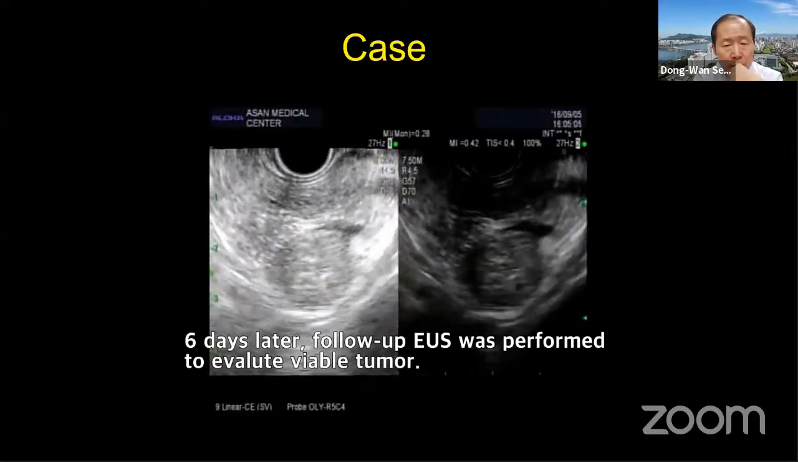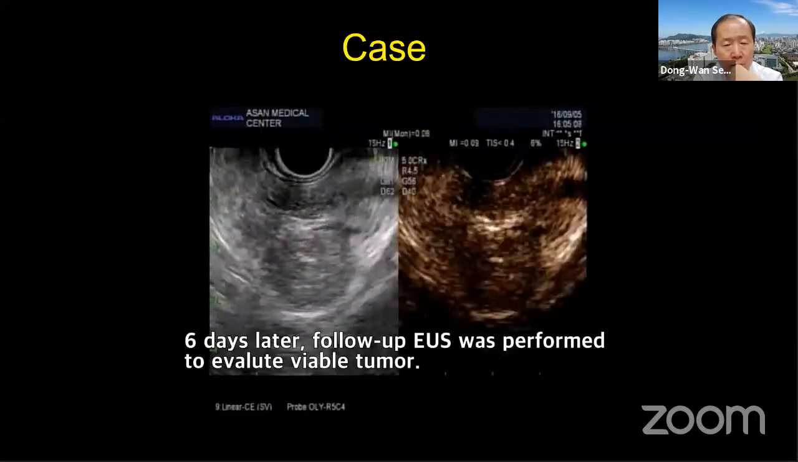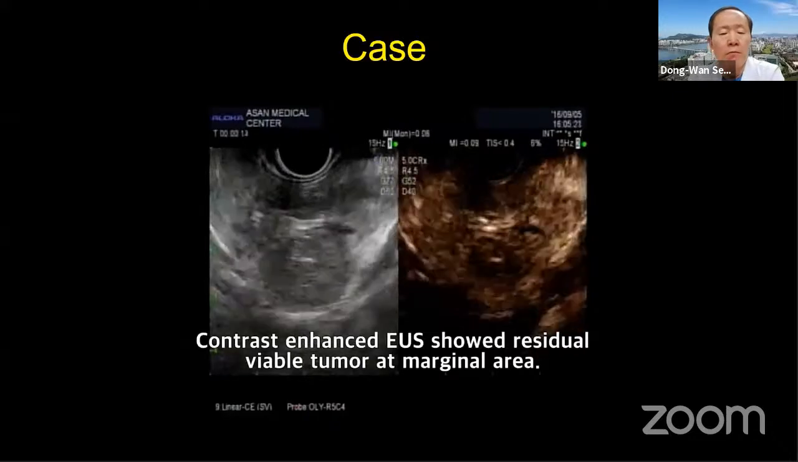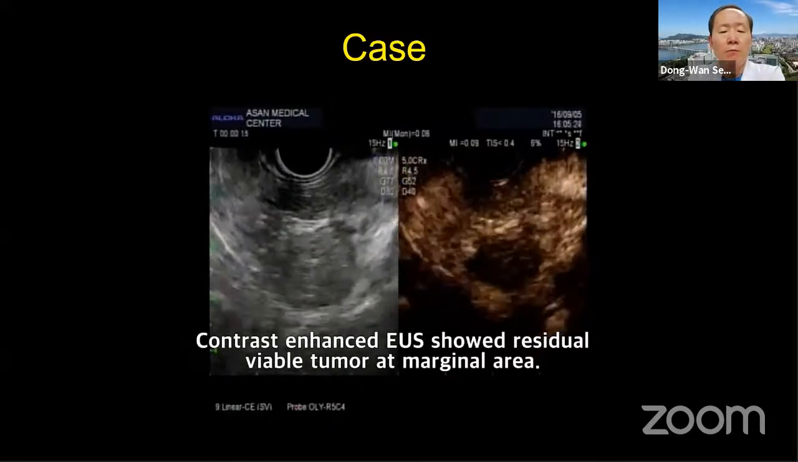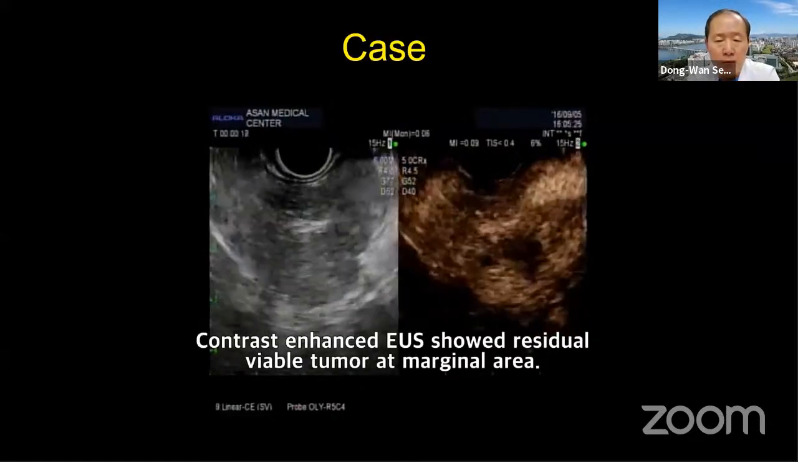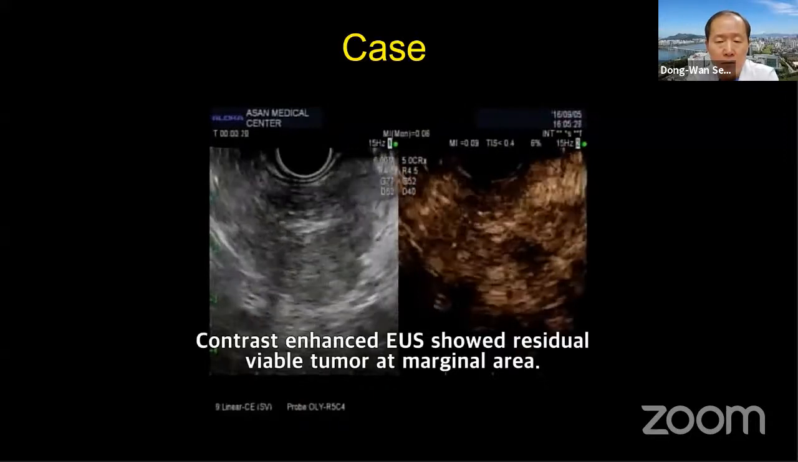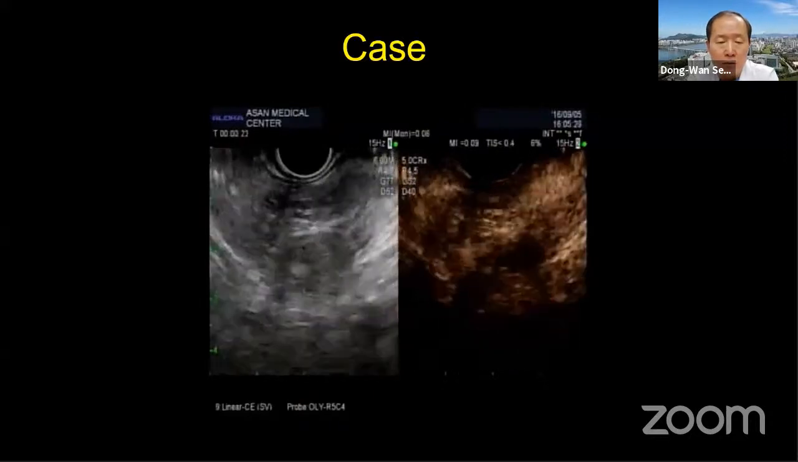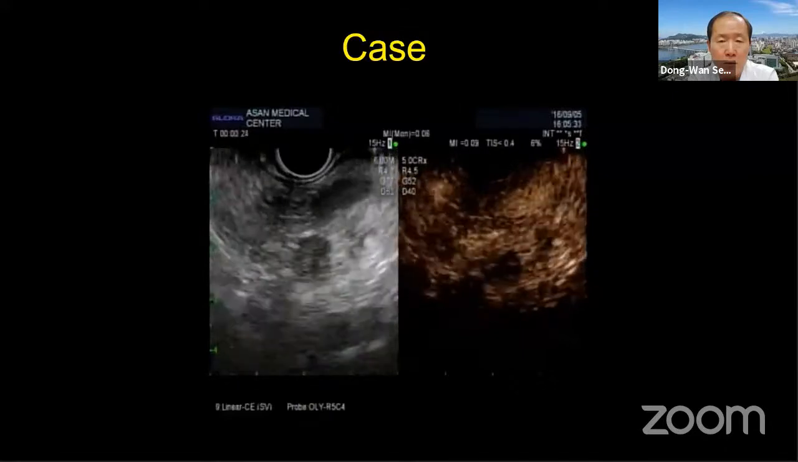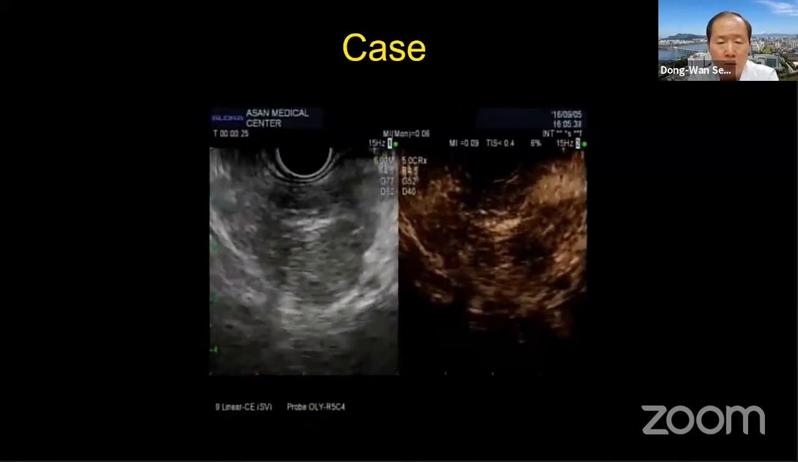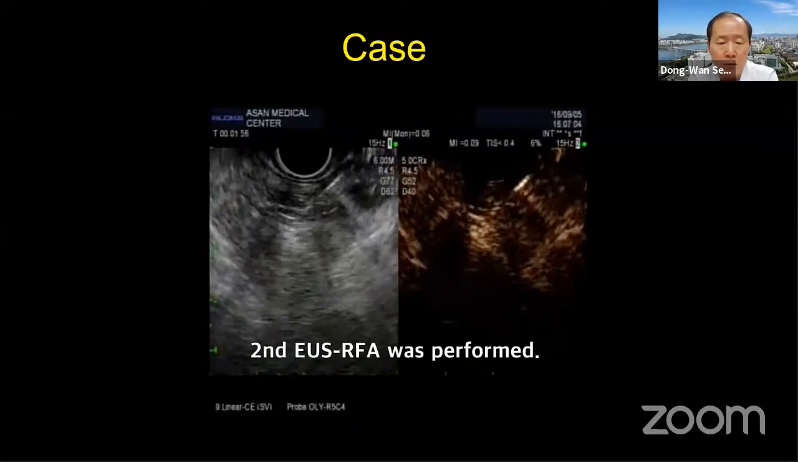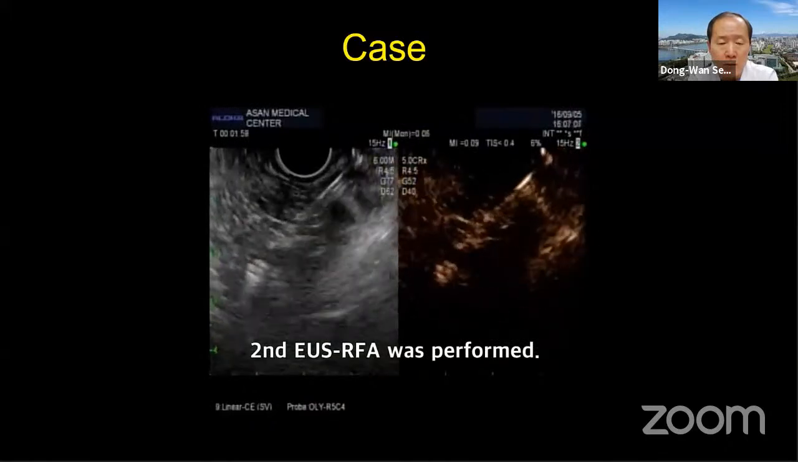And 6 days later, we did follow-up contrast-enhanced EUS. The left side is the B-mode image, and the right side is the contrast-enhanced image. Upon B-mode images, it is not clear which area is ablated and which area is still viable. But on contrast-enhanced EUS, we can see the contrast-enhancing, still viable area.